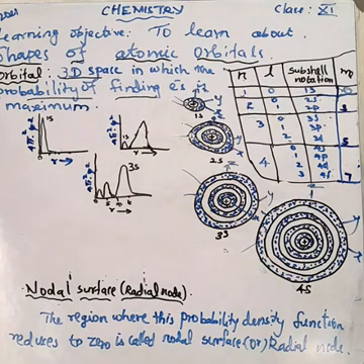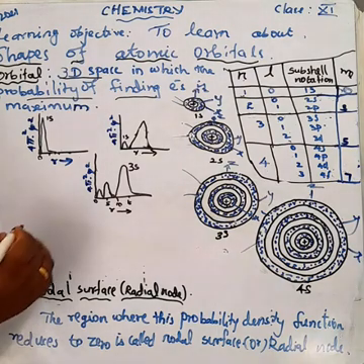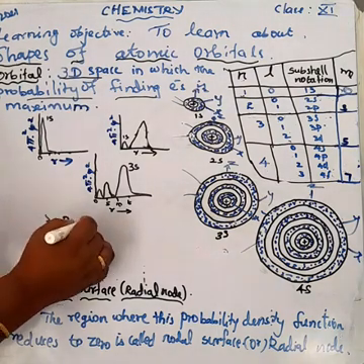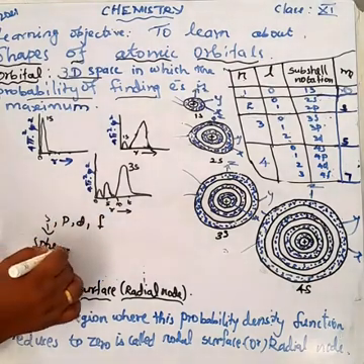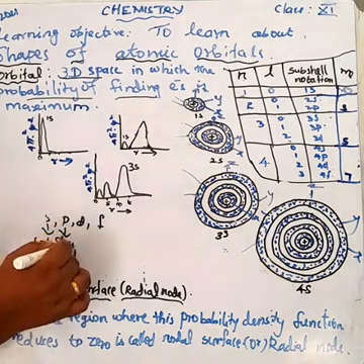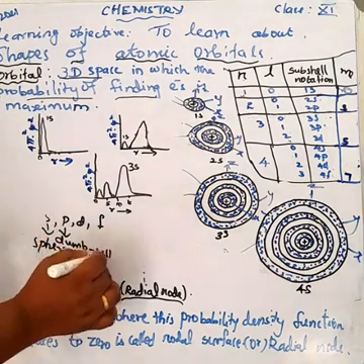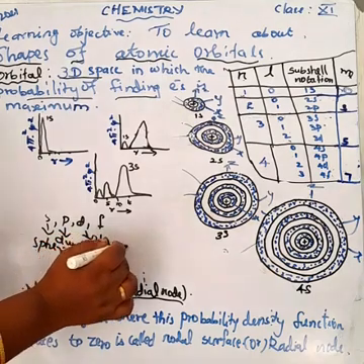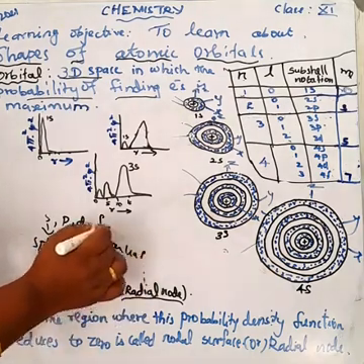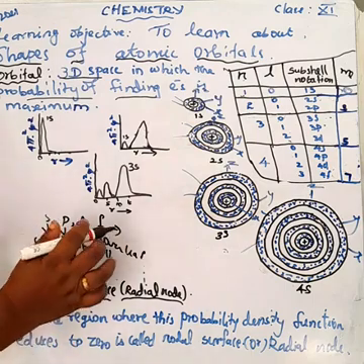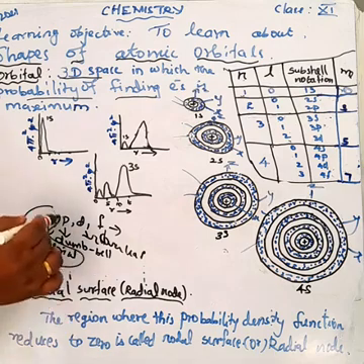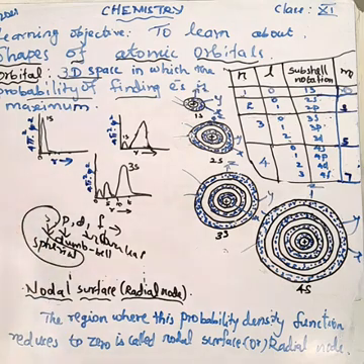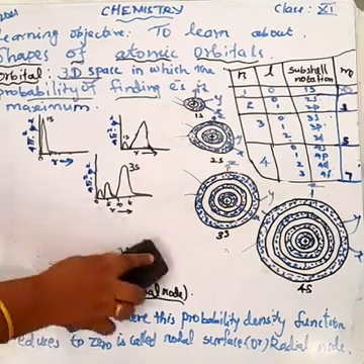What orbitals are there? The s orbital, p orbital, d orbital and f orbital. What is the shape of the s orbital? The s orbital is spherical in shape, the p orbital is dumbbell shaped, the d orbital is cloverleaf shaped, and the f orbital has a very complex shape, so it is not required right now. Today we are going to study only the shape of the s orbital. After that we can study the p, d and f orbitals.